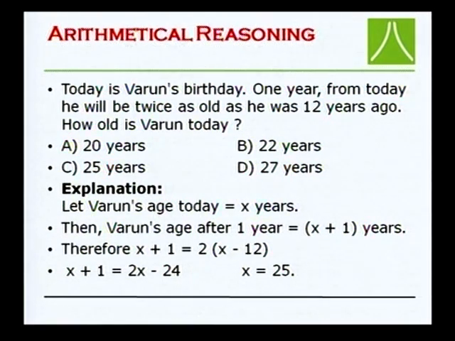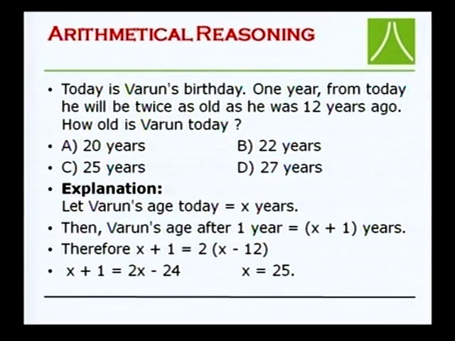And what is the given relation? The given relation is that from today he will be twice as old as he was 12 years ago, meaning previously. So, you subtract 12 from x, which is x minus 12, and twice means 2 times. So, x plus 1 is equal to 2 times (x minus 12).